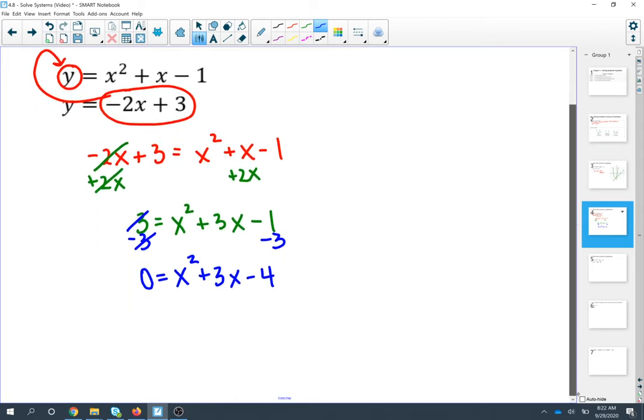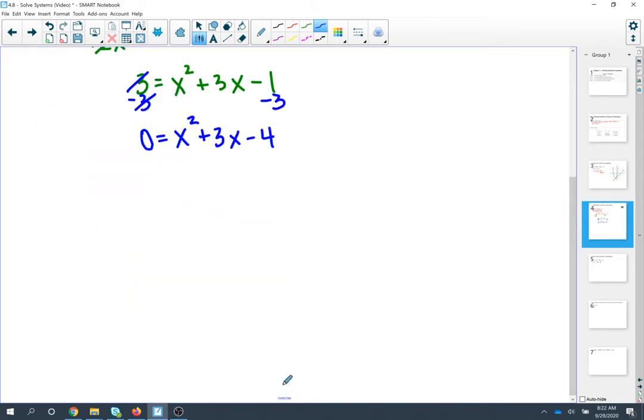At this point in time, I need to solve this. I'm not going to solve by square root because there's a b value. I really don't want to complete the square because the b value is not even, so I don't want to cut that in half. We could do graphing, but that's kind of another method. So at this point, I'm just going to pick the quadratic formula and see what happens. A is 1, B is 3, C is negative 4.